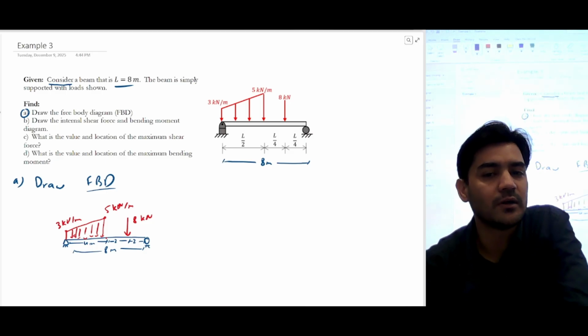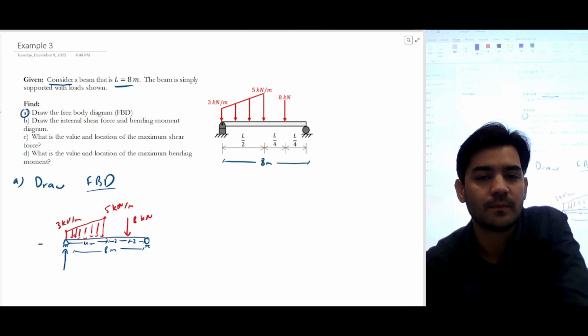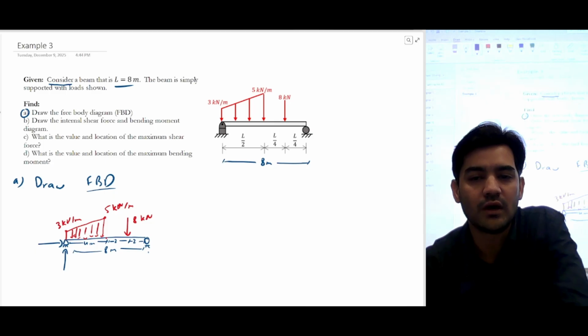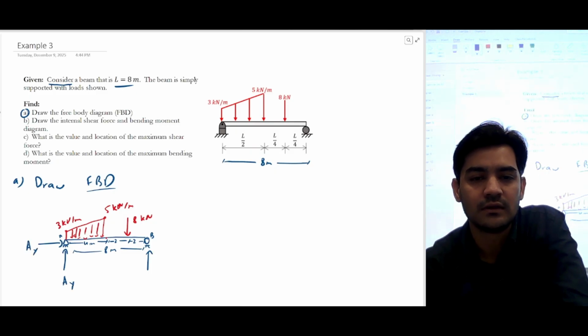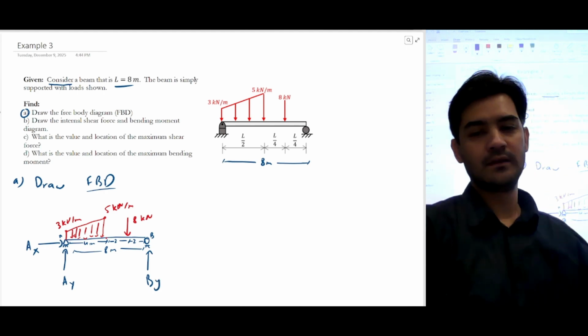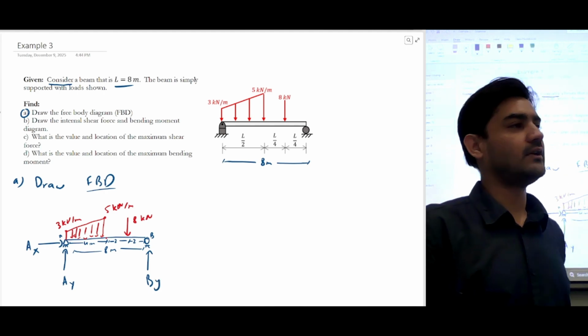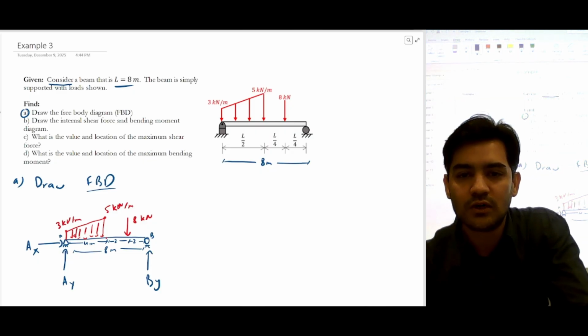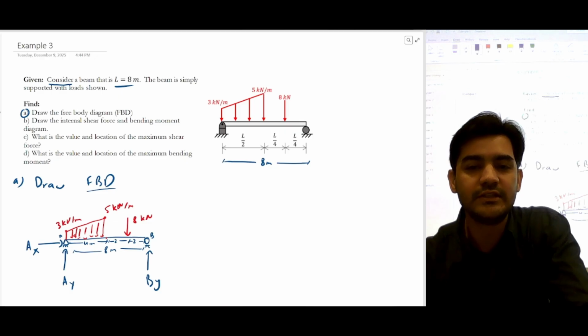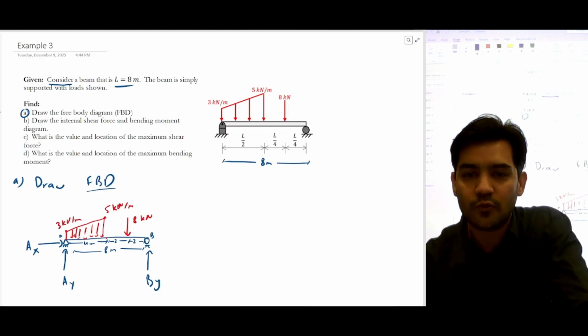It's a simply supported beam, so we'll have two reactions at the pin support and one reaction at the roller support. If I call this point A and this point B, this force would be AY, this force would be AX, and this force would be BY. I want you to calculate the reaction forces and let me know what they would be. I can convert these distributed loads into point loads.